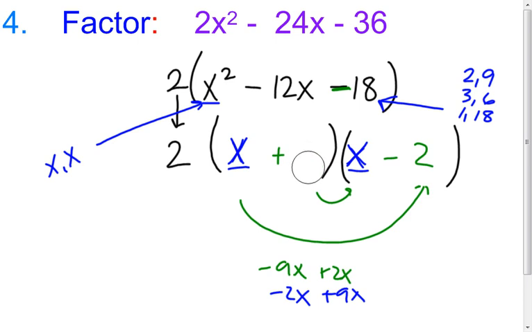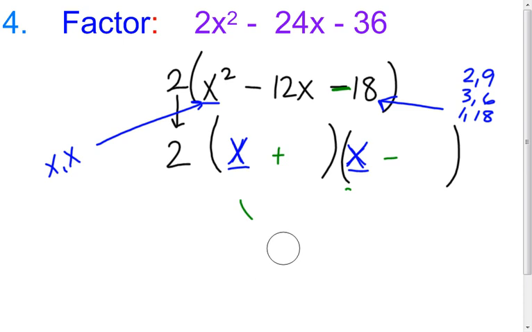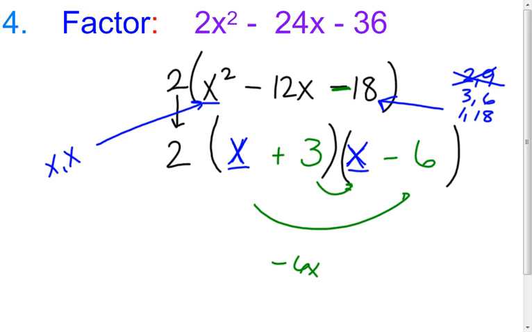Okay, so 2 and 9 aren't going to cut it. I've exhausted my options with 2 and 9. Okay, so let's try 3 and 6. Here we go. Outsides, negative 6x. Insides, positive 3x. That gives me negative 3x. If I switch the 6 and the 3, it would give me positive 3x. I need to get negative 12x in the middle, so that's not cutting it.